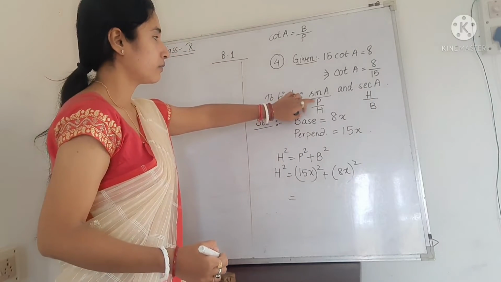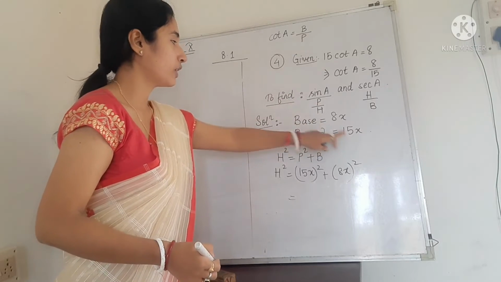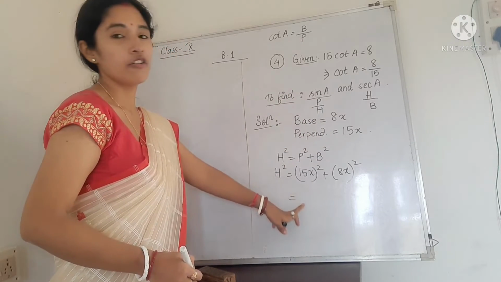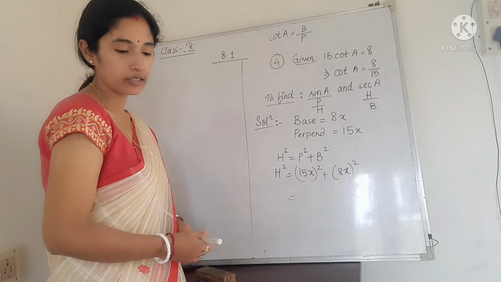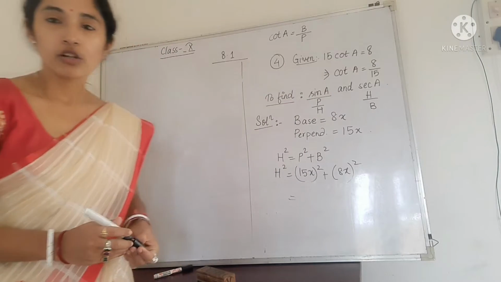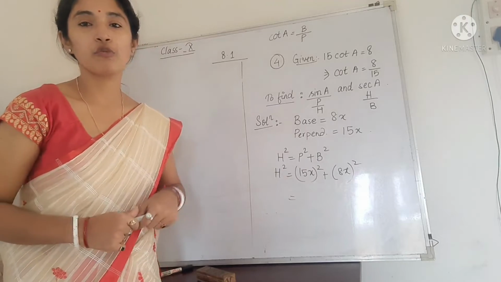So you can write perpendicular is equal to 15x, and the hypotenuse you will get from here, you have to write there. Similarly, sec also you can find like this only. Okay, question 5 is also similar. So try to do question 4 and 5.